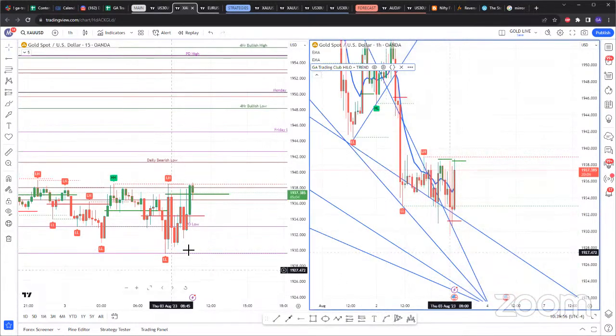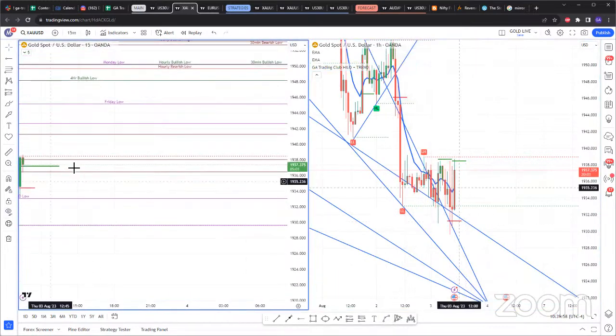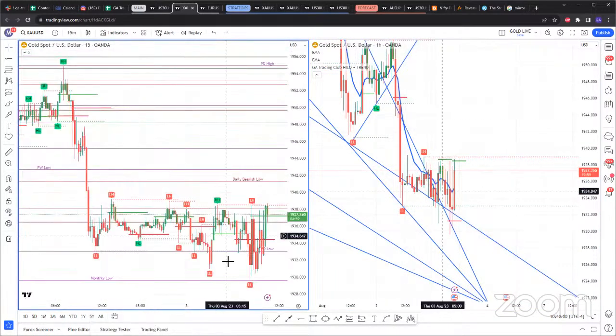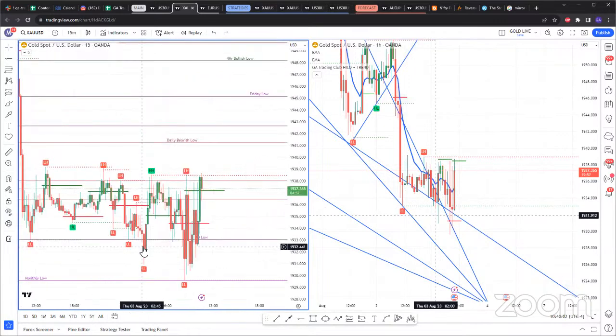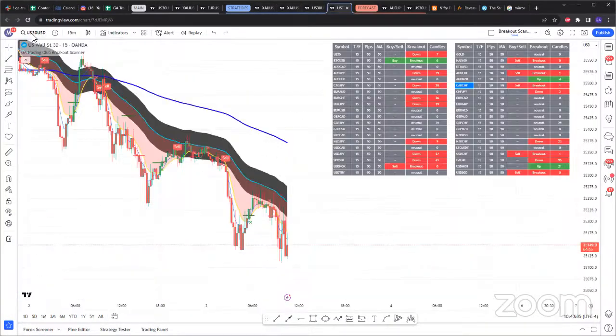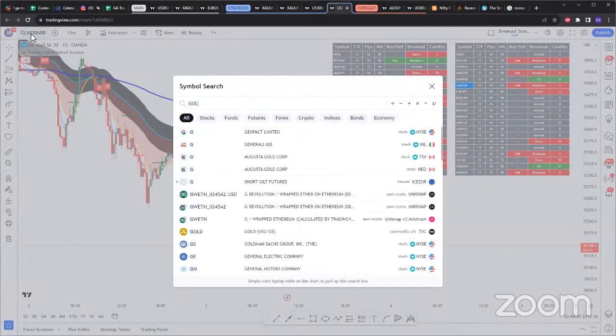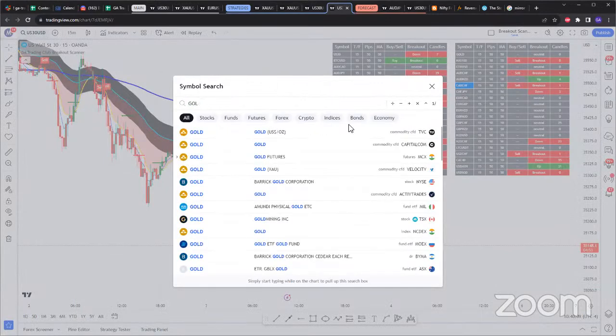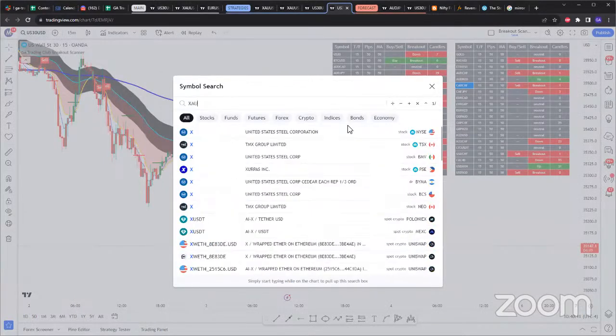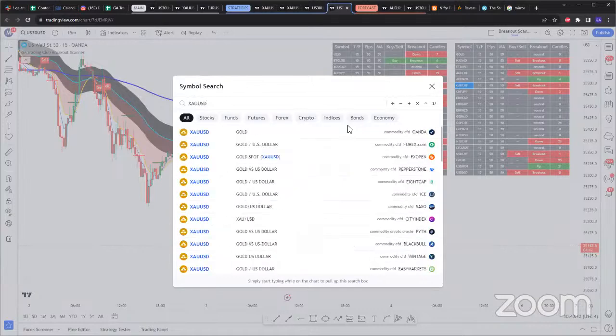But even looking at what's surrounding gold, we don't have anything else. We don't have any bullish order blocks. Looking at the breakout scanner, let's see what's going on for gold. So if you find yourself questioning if you're in an uptrend or a downtrend, just know that you're not.